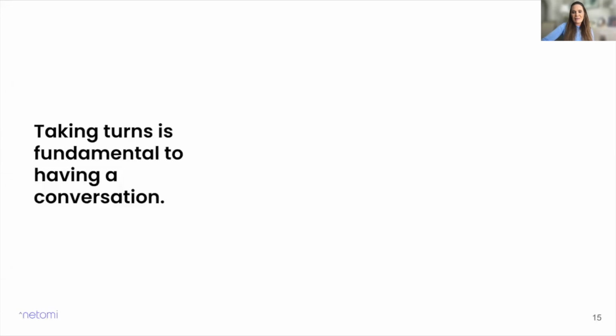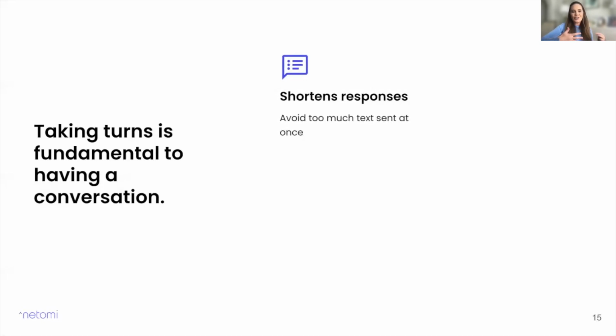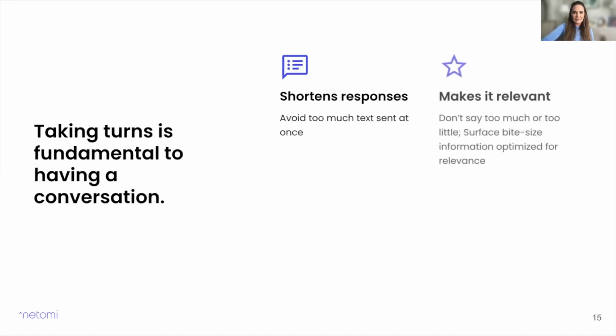Taking turns is fundamental to having a conversation, and it can help to shorten responses. When we're designing our dialogue to go back and forth, we can avoid sending too much text at once. If we have designed conversations where we're asking for inputs from the user, we're having them opt in to move the conversation forward in a few different ways. It can also help us make it relevant to the person that we're talking to, not say too much or too little, and really surface that bite-sized, easily consumable piece of content that's optimized for relevance for this particular user.